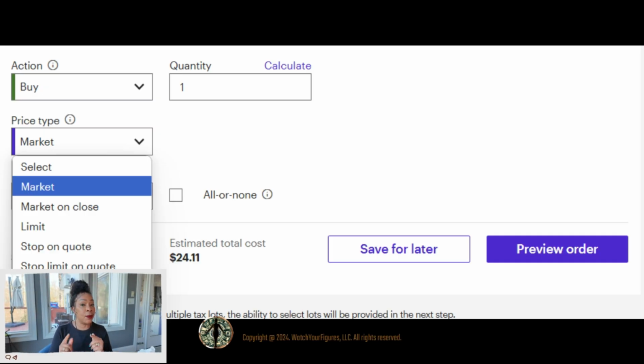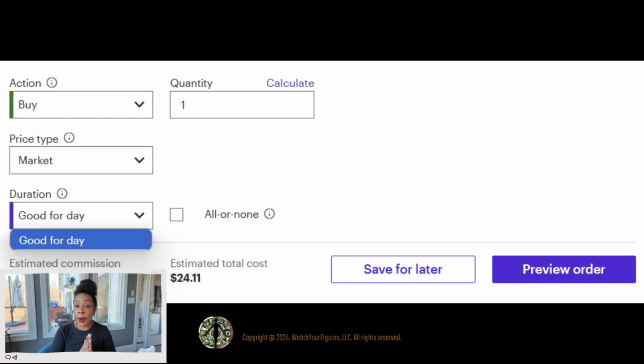And a market buy means what? You want to purchase that stock at its current price. You want to go ahead and buy. You don't want to do a limit and have to wait and see if the price is accepted. So we're just going to go ahead and do a market. It's $24.17.